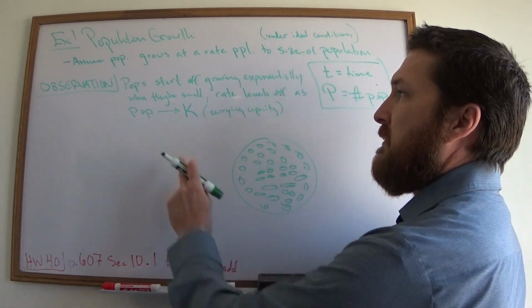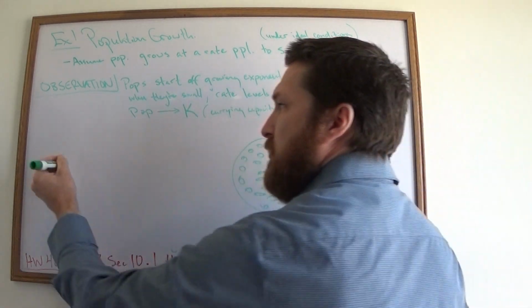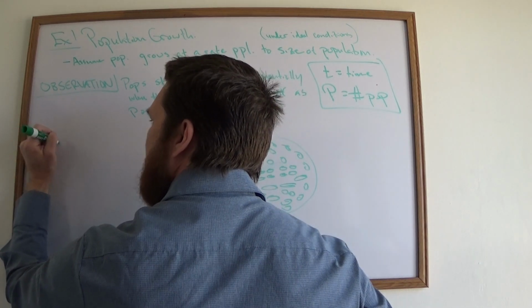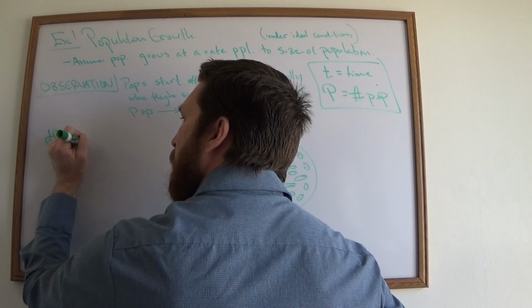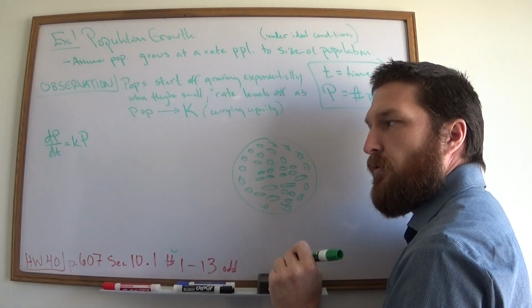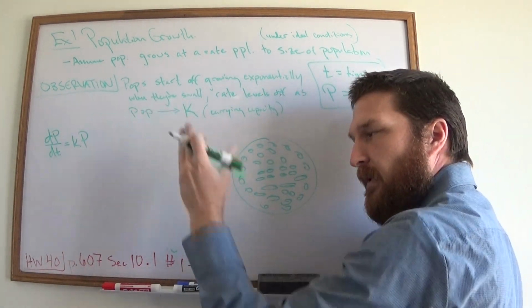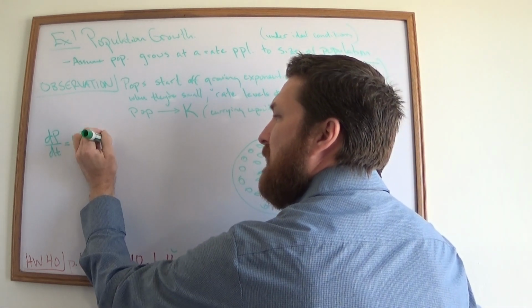The first one is, it starts off growing exponentially when it's small. So in other words, dP/dt is proportional to the population when P is small.